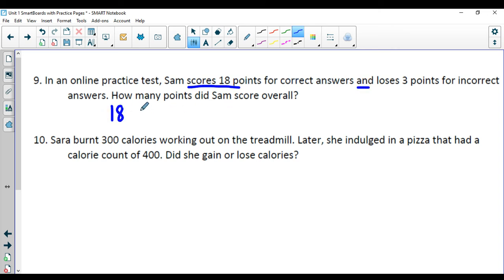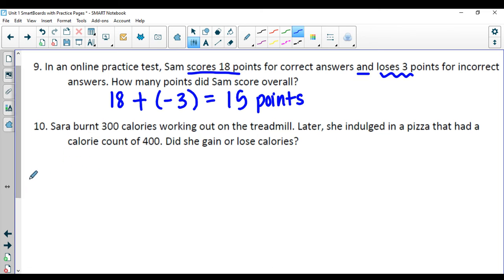And he loses 3 points. Well, to lose 3 is going to be a negative 3 for his incorrect answers. How many points did Sam score overall? So he has 18, loses 3 of them. He is down to 15 points. And we are going to put a label. That's one thing you'll know about Mrs. Grabner very shortly, that we are going to add labels to any type of word problem. So yes, we want to include that word points.